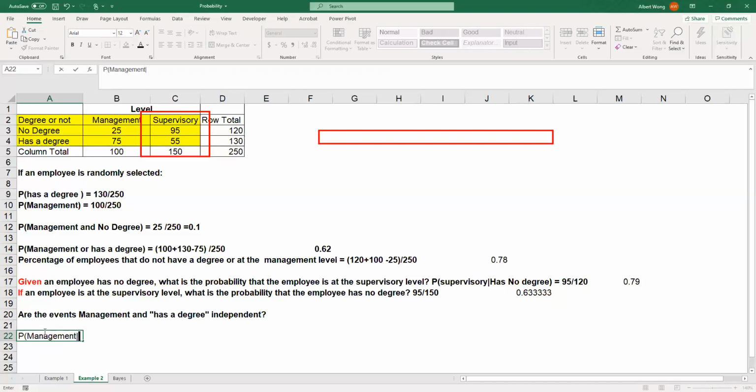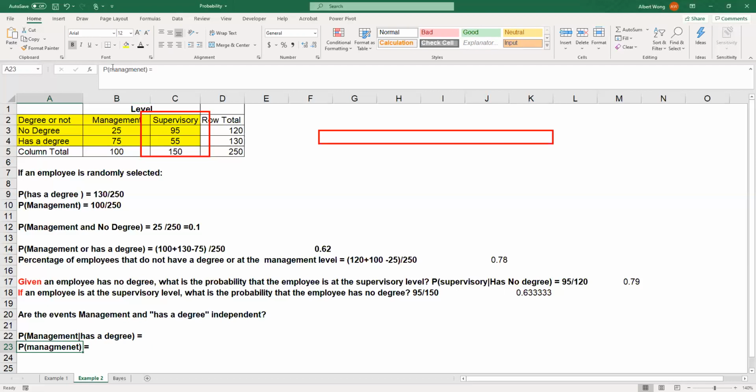given the employee has a degree. Now, the order is not important as long as you just calculate the probability properly. So that's the first probability. The second probability, of course, is just management, right? Knowing the employee has no degree, does it help to update the probabilities? Well, if the two probabilities are the same, that means no.